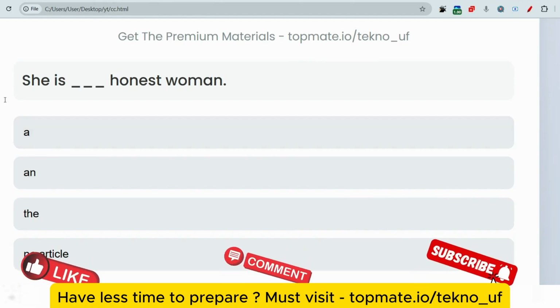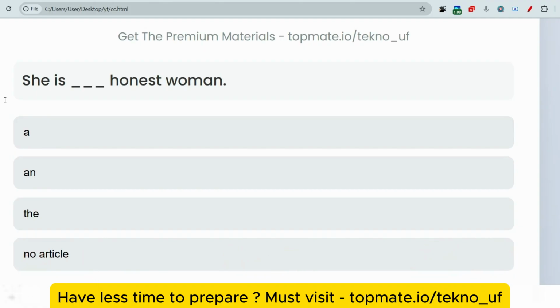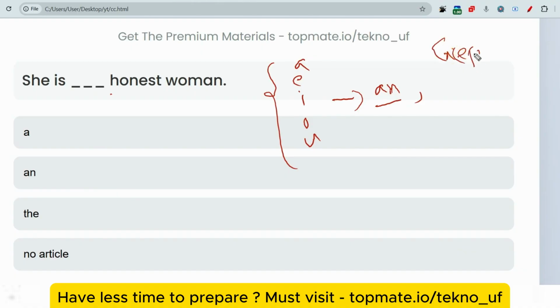See, dash honest woman. So what article should be placed here? C, an honest. As all of you know, guys, A, E, I, O, U are the vowels, and if one is present in front of the word, then you should apply an. This is the article rule. But some cases are exceptional, where you should not use the usual article.